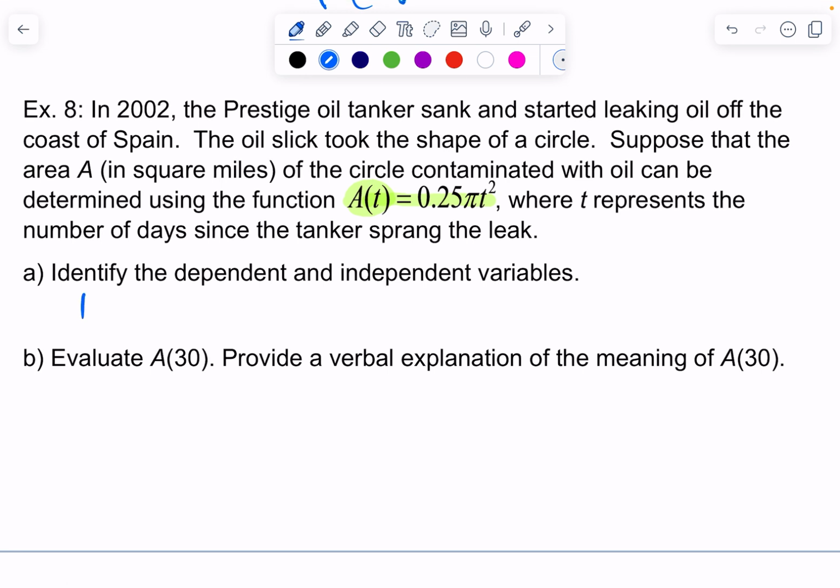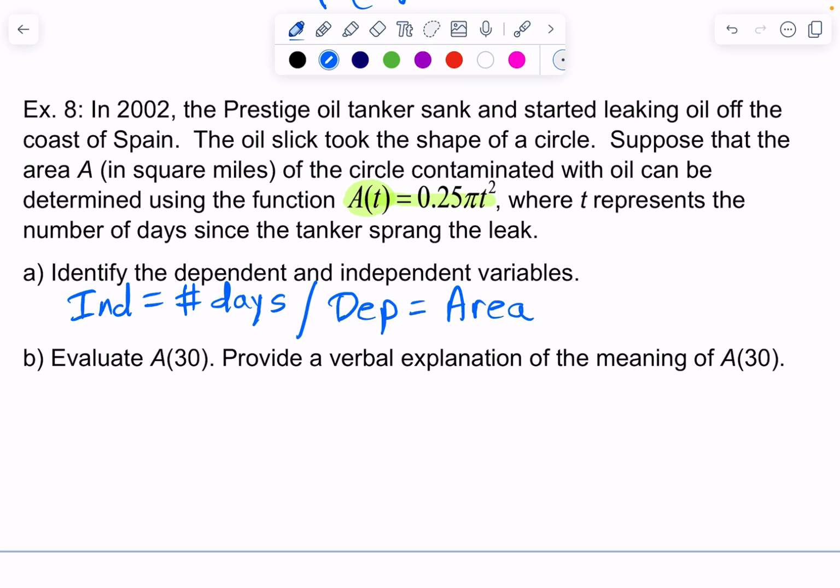Well, the independent variable here, of course, is the number of days, the time that it is leaking. And the dependent variable would equal the area of contamination. Because the longer that the tanker is leaking, the greater the area of contamination.